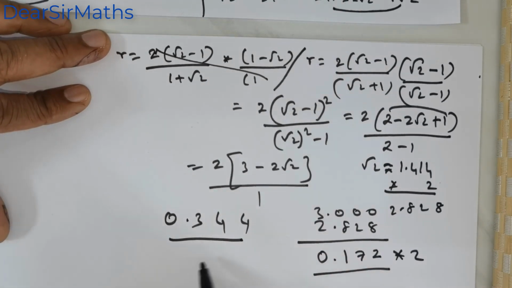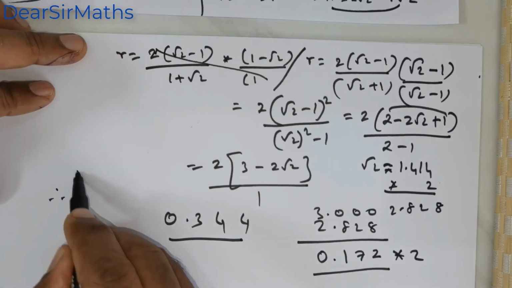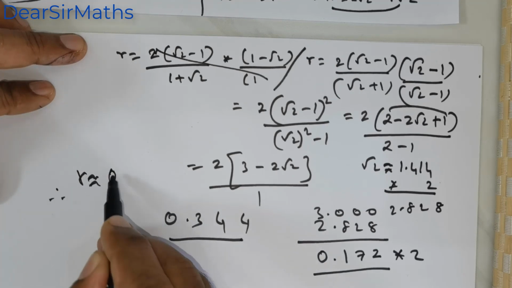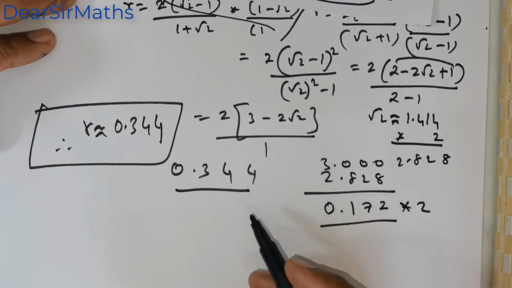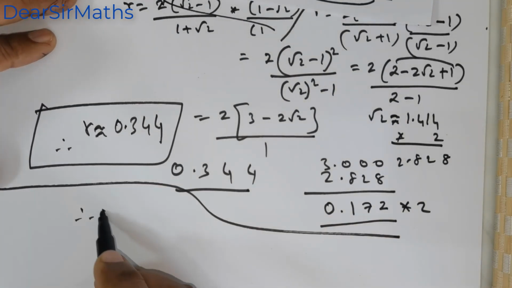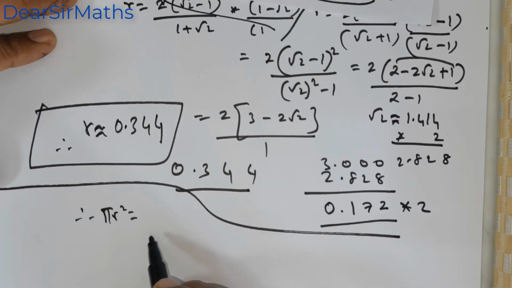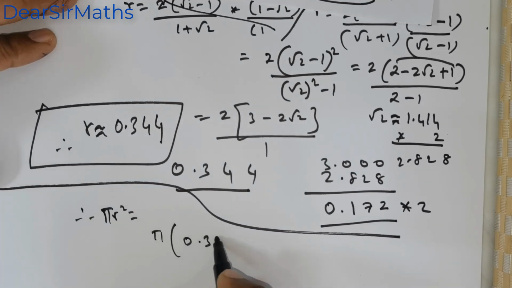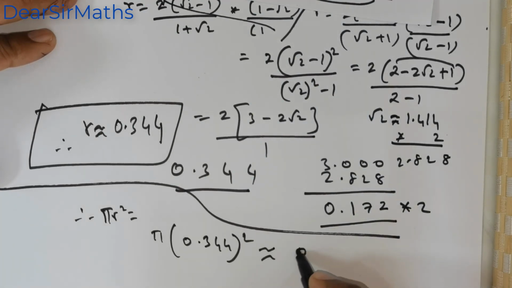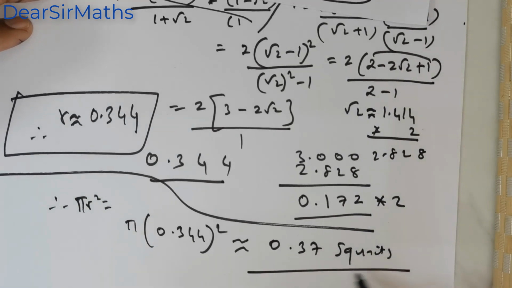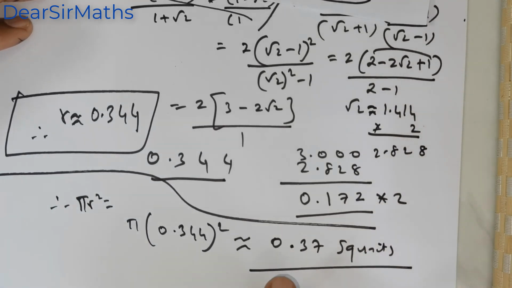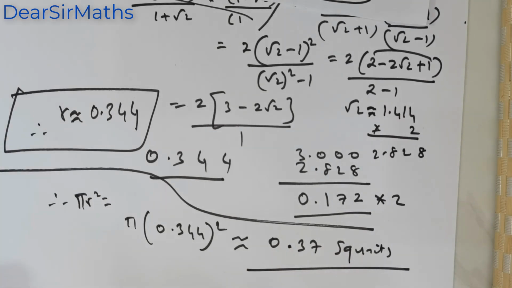Okay, this is the value. What is the approximate value? Therefore r is approximately 0.344. This is an approximate value, but we need to find the area of the small circle. So therefore pi r squared is equal to pi times 0.344 raised to the power of 2. So this would approximately be 0.37 square units, right? Whatever units they give, that would be the solution. So this would be the area of the small yellow circle.